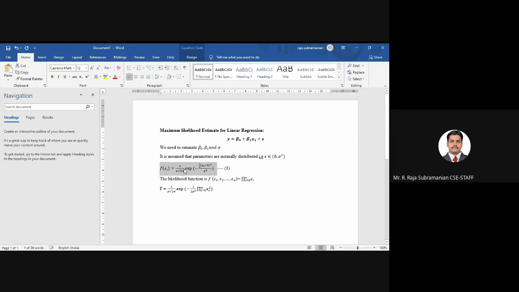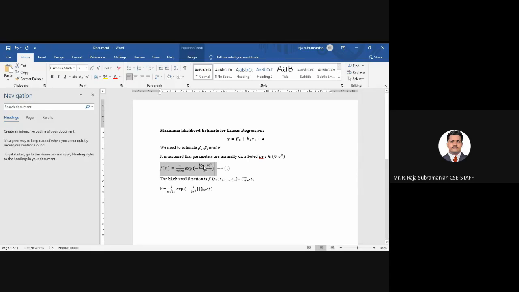Now I need to estimate beta naught, beta 1 and sigma. That's what I have to estimate. y is my output variable. But this equation does not have beta naught, it does not have beta 1, it is only having sigma squared. So I need to convert this equation to have parameters beta naught, beta 1. Because the same thing, the partial derivation I applied for the least square estimate, I'm going to apply here also. But if I want to apply partial derivation with respect to beta naught, beta naught should be present here, but beta naught itself is not there. So how to make it?